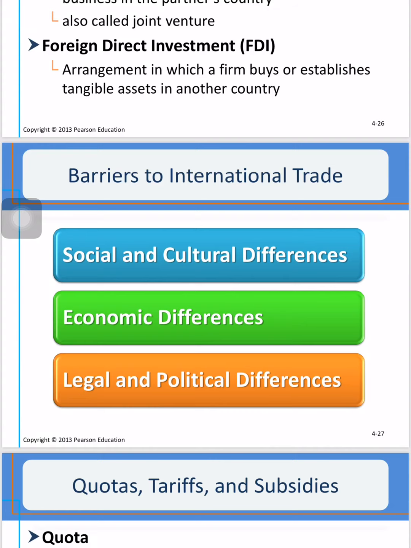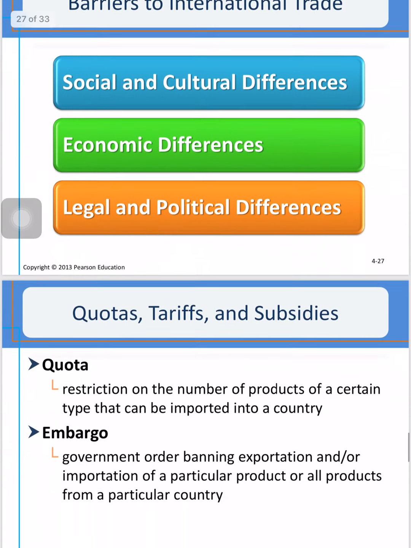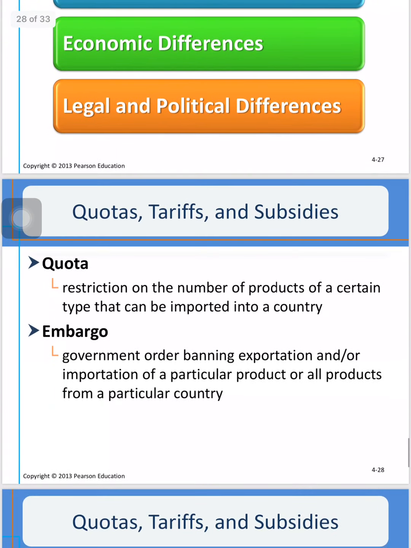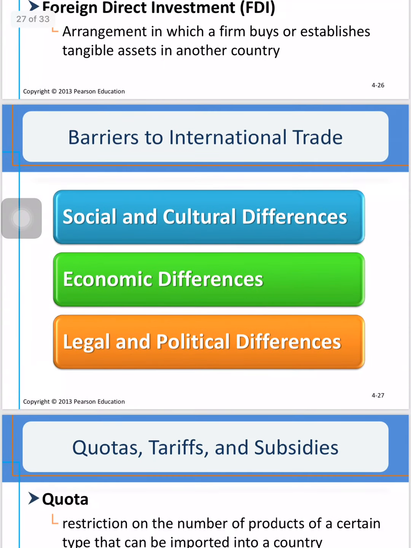Barriers to international trade. Success in foreign markets includes a firm's ability to respond to social, cultural, economic differences, social differences, cultural differences, legal differences, and also political differences. Okay, so here we talk about social and cultural differences.